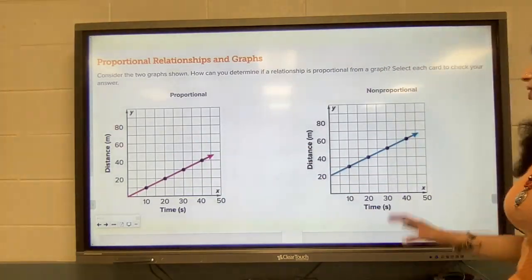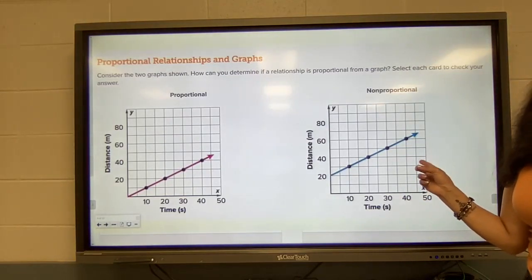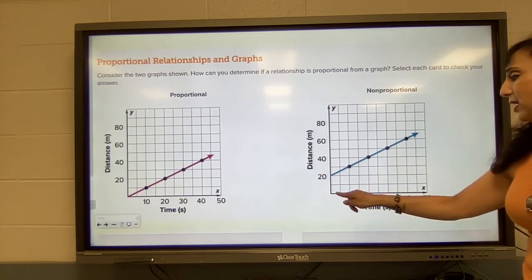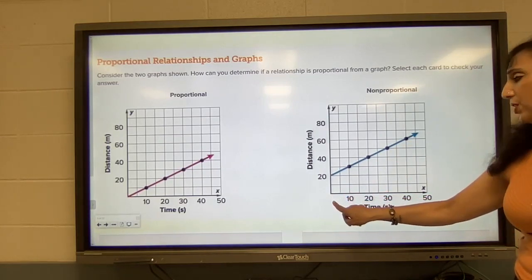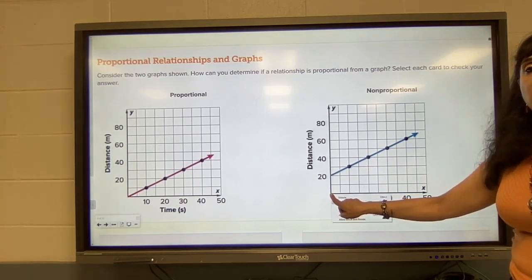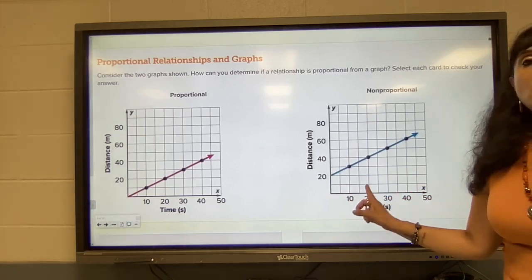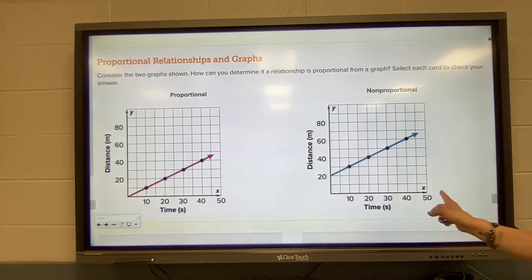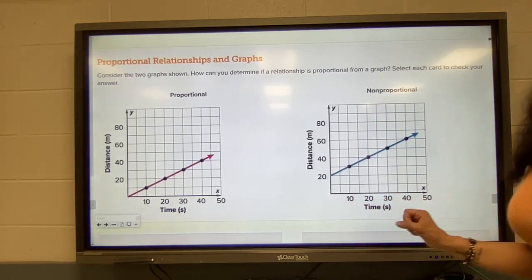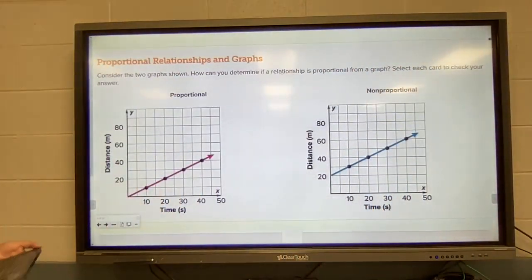All right, let's look at this one. Even though it is a straight line, this graph is not passing through the origin, which would be 0, 0, which would be down here. Since it's not here, it's starting up there. Because of that, this is not a proportional relationship. So it's non-proportional. That's what makes the big difference between proportional and non-proportional.